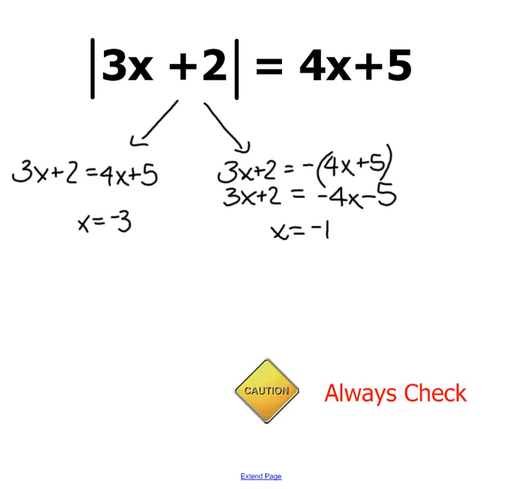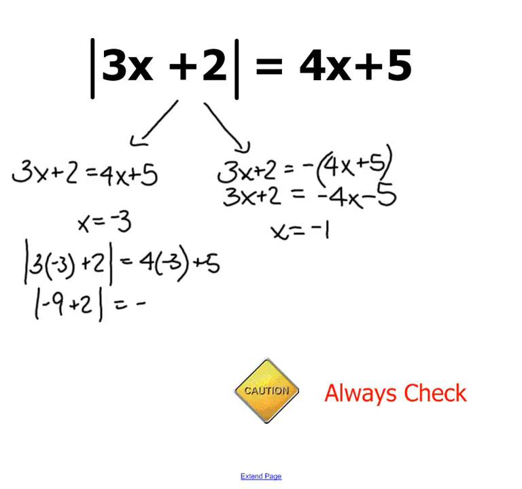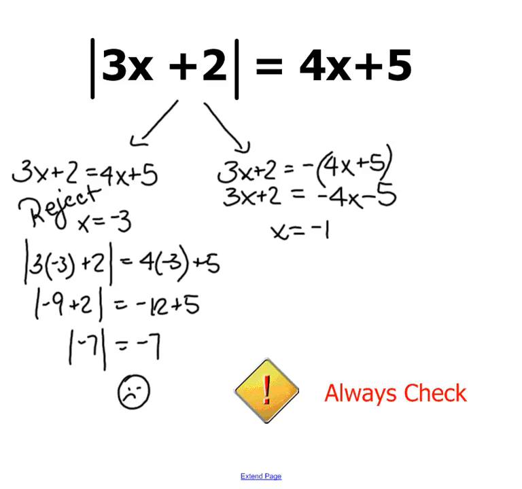So I have to check. So when I check this, I get 3 times -3 plus 2 equals 4 times -3 plus 5. Well, -9 plus 2 equals -12 plus 5. I'm going to get the absolute value of -7 equals -7. No, not happening. So what do we write here? We write reject. You need to show this. You need to show that it is a rejected answer. If you just don't write it at all because you know it's not going to work out, you're going to lose credit. You have to show an algebraic solution that shows why you are rejecting it.